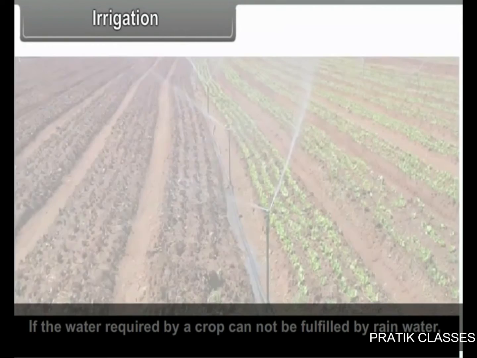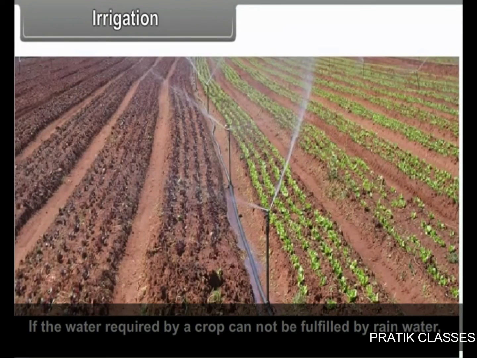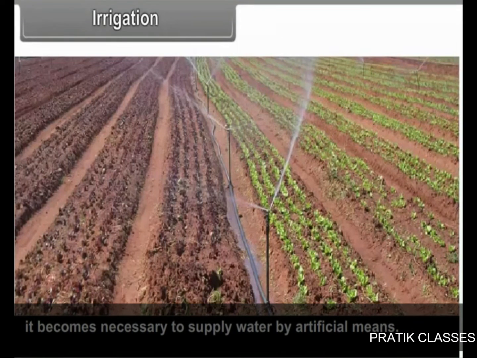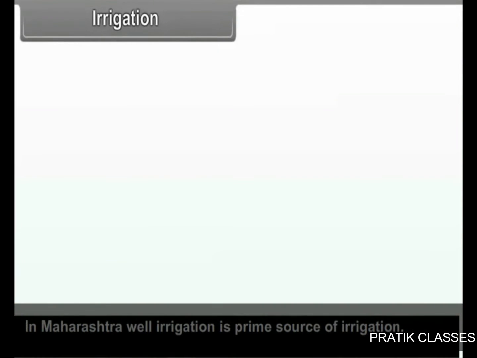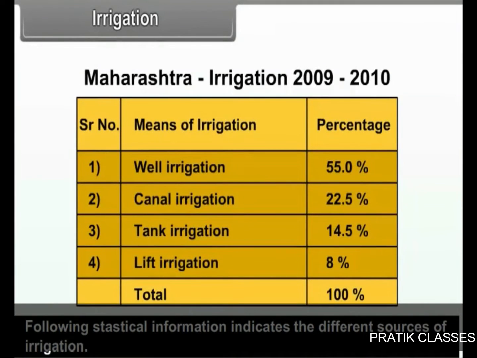Irrigation. If the water required by a crop cannot be fulfilled by the rainwater, it becomes necessary to supply water by artificial means. Such a supply of water through artificial means is called irrigation. In Maharashtra, well irrigation is a prime source of irrigation. The following statistical information indicates the different sources of irrigation.